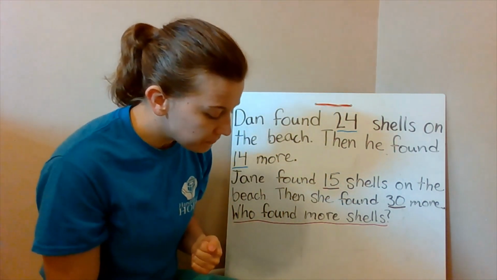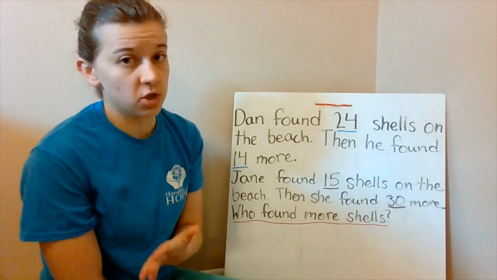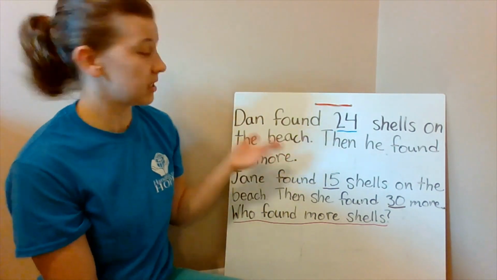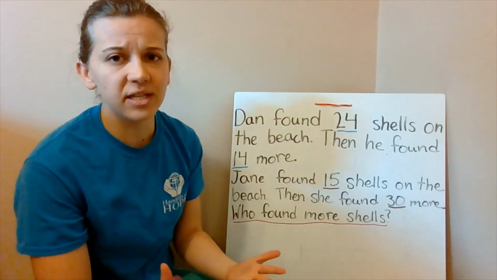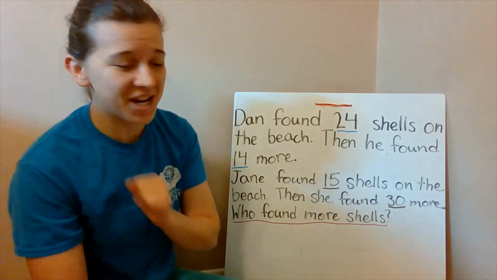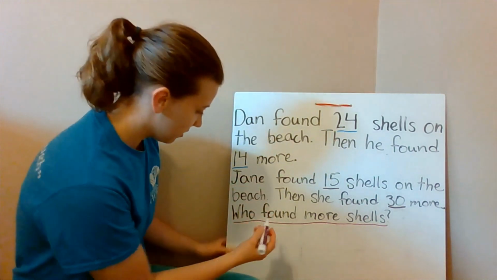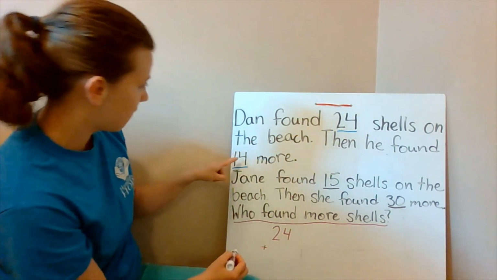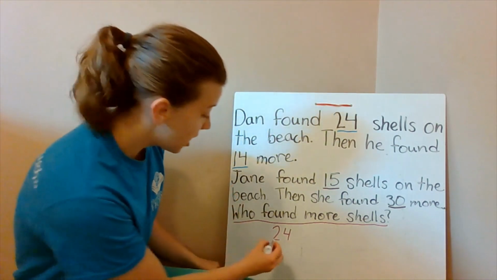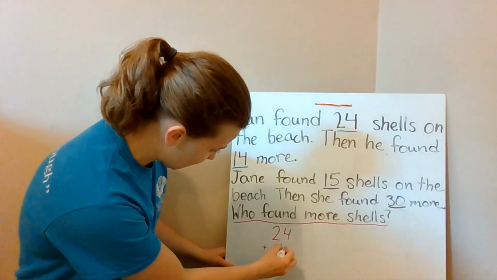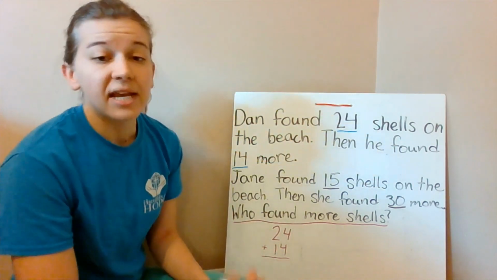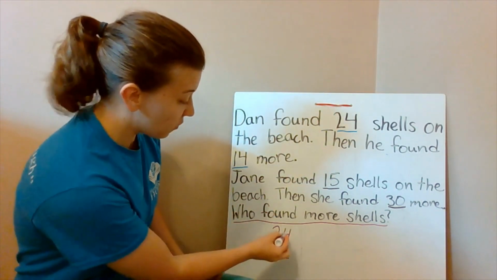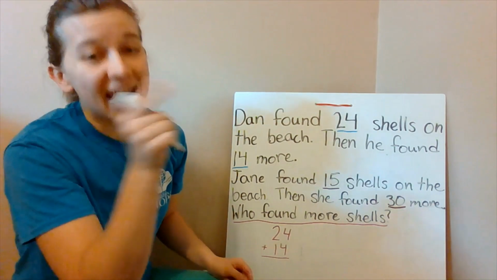All right, so what should we do first, do you think? What should be the first thing we do? Well, let's try and find Dan's number of shells because he's listed first. How am I going to find how many shells he found in all? Addition. Good. Okay. So then down here, I'm going to put 24 plus 14, right? Those are his two numbers of shells. 24 plus 14 equals, now we have to add these together. What do we add first, the tens or the ones? The ones, good. So 4 plus 4 equals 8, very good.